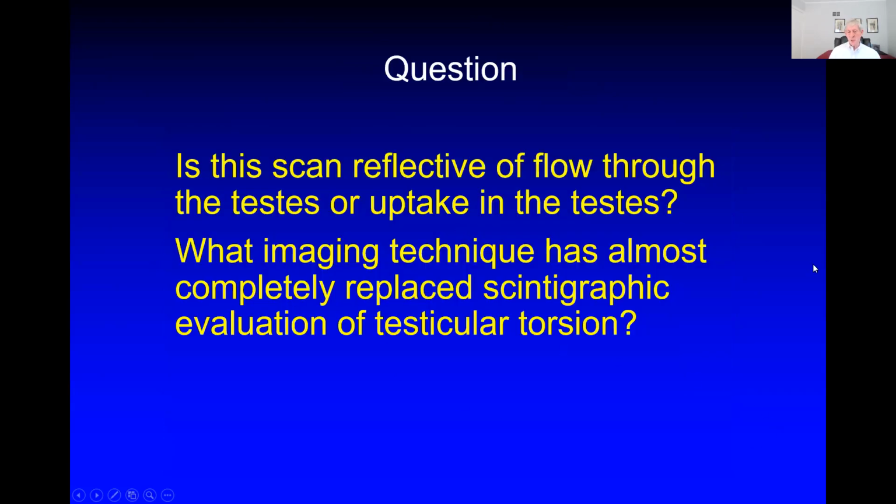Here's your question. Which imaging technique, which is done in radiology, has almost completely replaced our testicular flow study? Anyone know? Ultrasound? Sure, Doppler ultrasound. And I already answered this question, but I'll ask you again. Is our scan reflective of flow through the testes or uptake in the testes? Flow. This is a flow study. There is no uptake in the testes, but the testes are very vascular, and so we will always see them on the flow study.